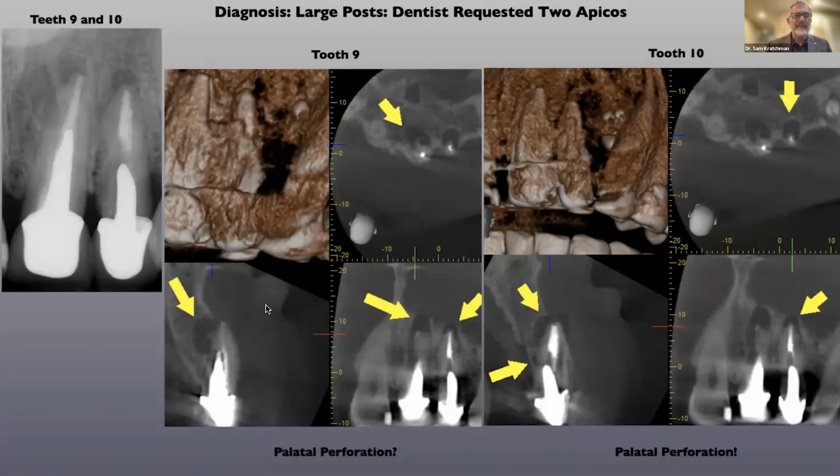The cone beam on this central shows that the lesion is palatal and it's going right to the area palatally where that thick post is. You can see the post is slightly off axis. Is this a perforation?